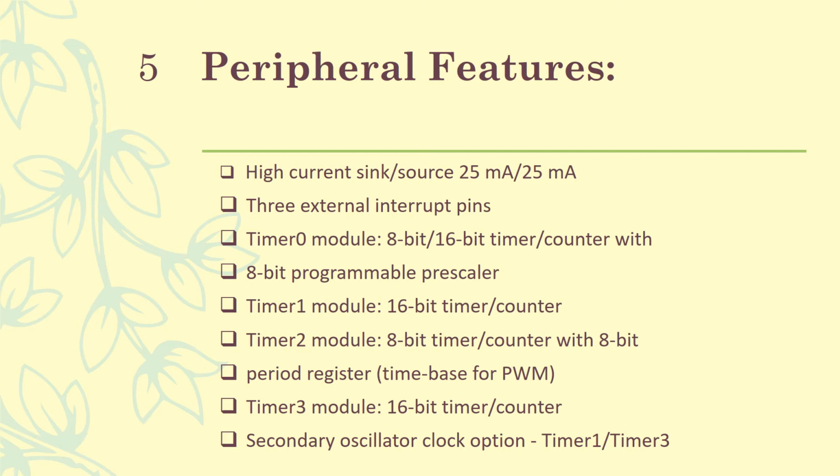Remember that. Timer 0 module: 8-bit, 16-bit timer counter with 8-bit programmable prescaler. Timer 1 module: 16-bit timer counter. Timer 2 module: 8-bit timer counter with 8-bit period register. So this is the time base, especially used in the case of PWM applications. And Timer 3 module: 16-bit timer counter, with secondary oscillator clock option along with Timer 1 and Timer 3.